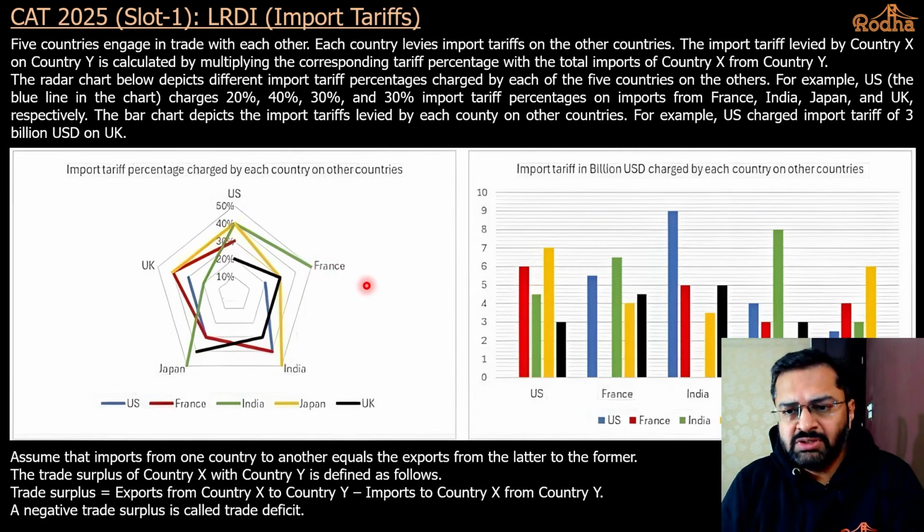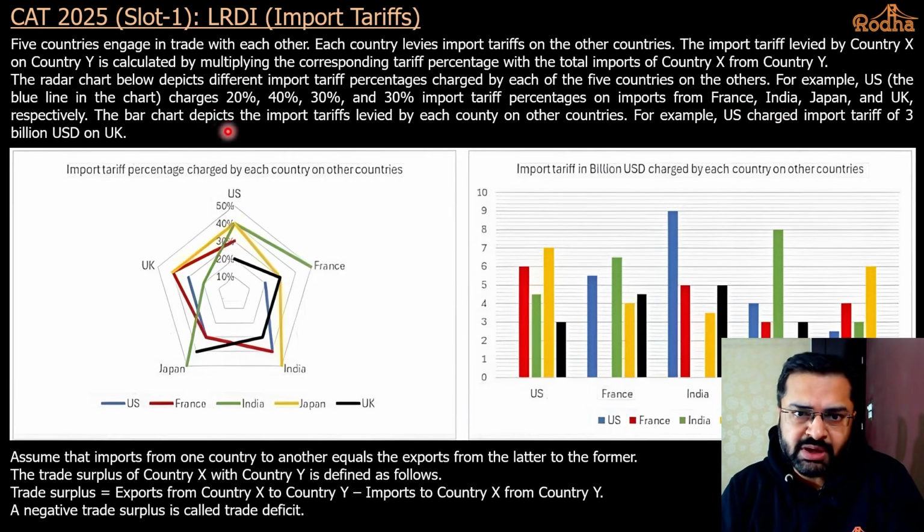And this is very simple. If you look at this bar chart, what does it show? The bar chart depicts the import tariffs levied by each country on other countries. So here it is in percentages. Here they are absolute values given in billion US dollars, right? And here for example it is also given. For example, US charged import tariff of 3 billion USD on UK. So US charged import tariff. This is US, an import tariff of 3 billion USD on UK.